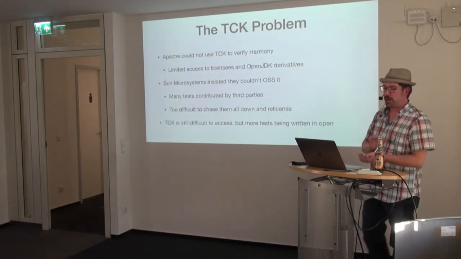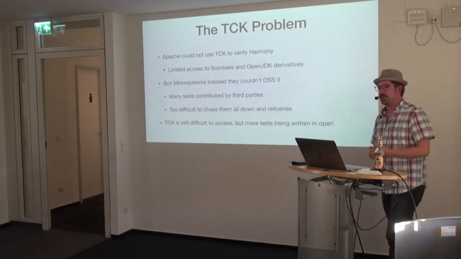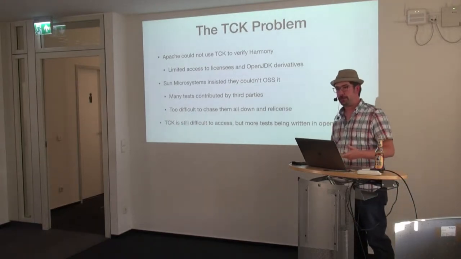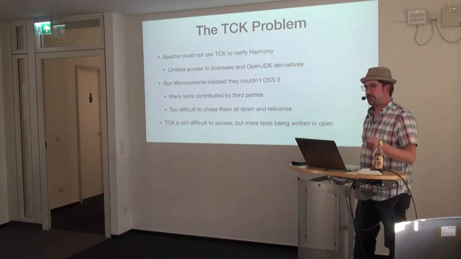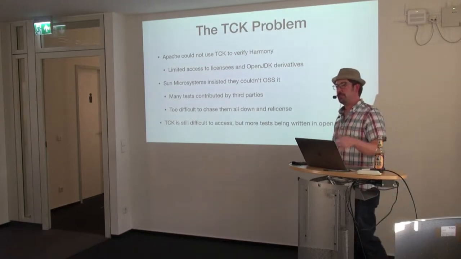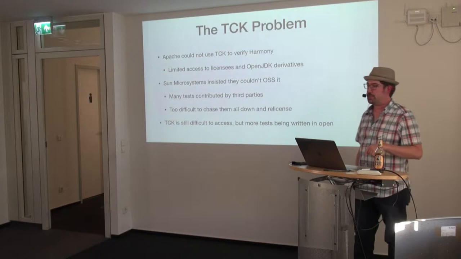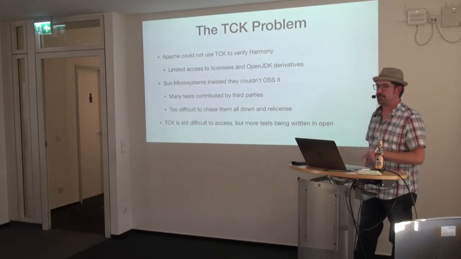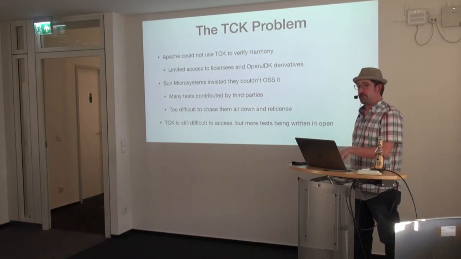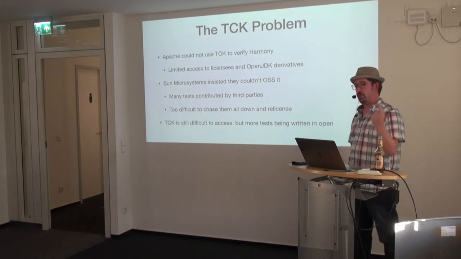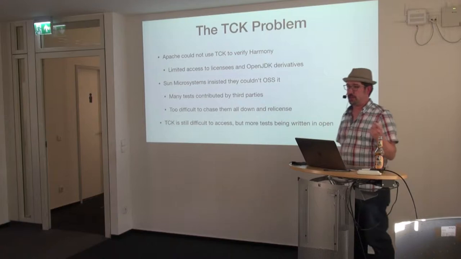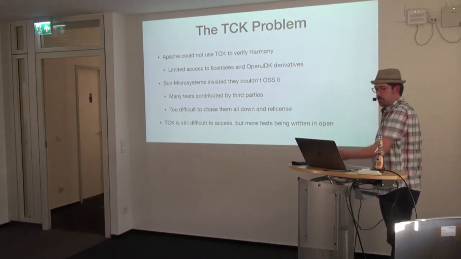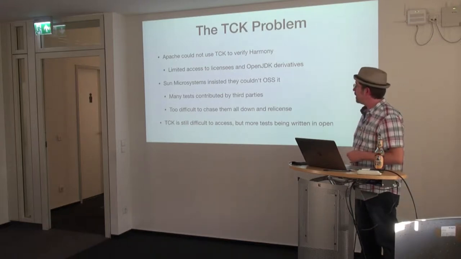So why didn't Harmony become the open source JVM? Well, the problem was this technology compatibility kit. If you wanted to have a JVM and say that this is Java compliant and put that coffee cup on your web page, you had to be able to run the Java technology compatibility kit, the TCK. The TCK, unfortunately, was closed source. So that's strike one against Apache using it. They're not going to license some closed piece of software to validate their open source version of Java.